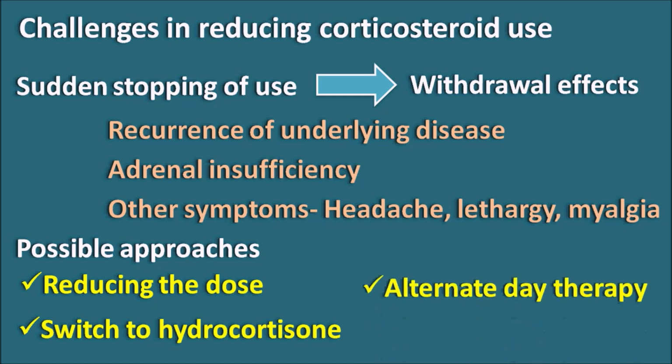The third approach is alternate day therapy. By continuous use of corticosteroids, the HPA axis is suppressed. Instead, if we use the drug on alternate days, the HPA axis can be restored, so that we can minimize the symptoms of Cushing syndrome. And finally, non-steroidal therapy: any alternative therapy other than corticosteroids should be considered in order to reduce the dose as well as usage of corticosteroids in the patients.